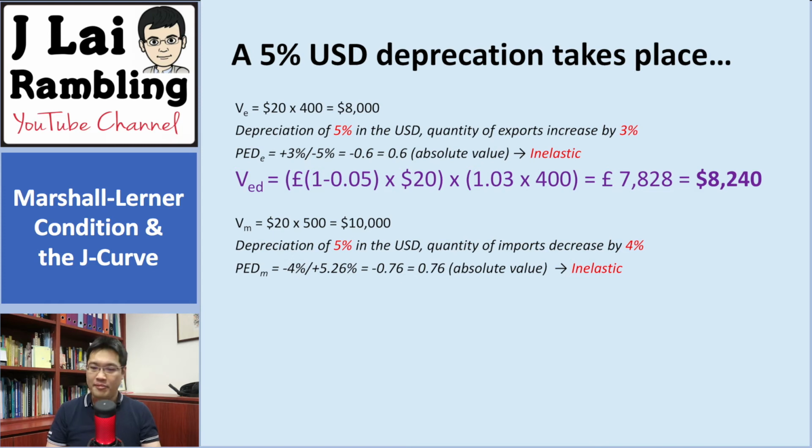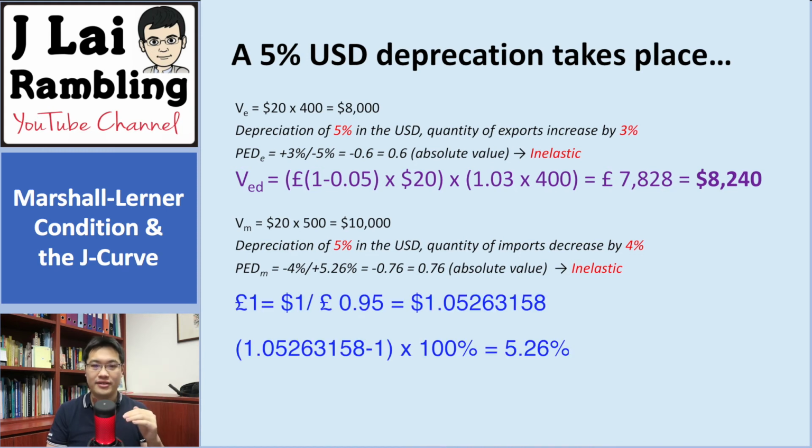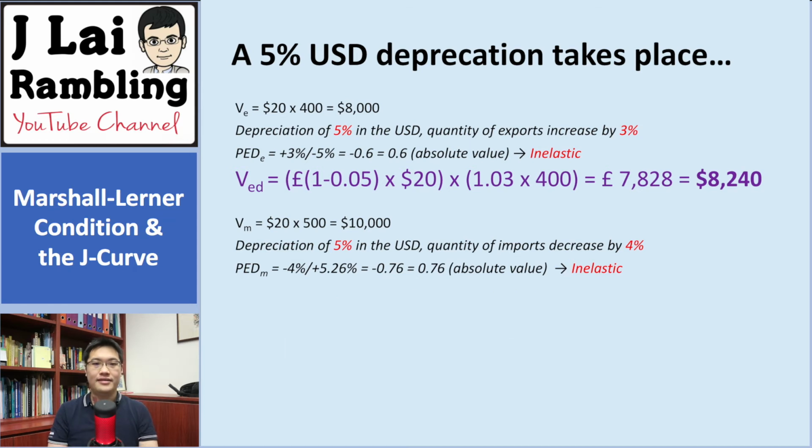5.26%. I have not made a mistake here because remember, the US dollars being 5% cheaper does not mean that the pound is $5 more expensive. You have to do the calculations as I have mentioned previously. It is 5.26% more expensive. Okay, and when we do these numbers, it's negative 0.76, and as we're looking at absolute values, it's 0.76. Once again, it's less than 1, and therefore we have an inelastic demand for imports.